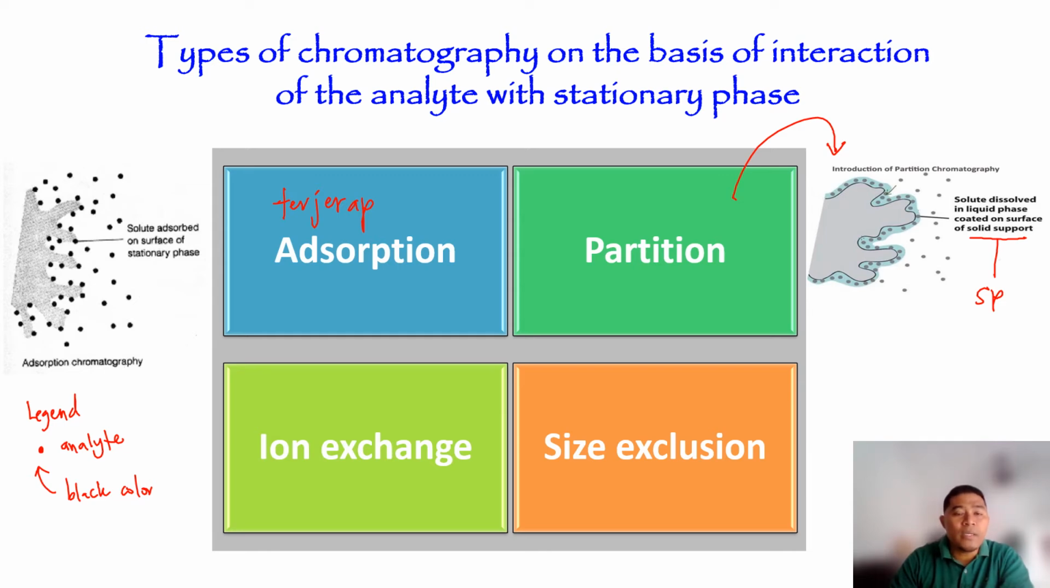For adsorption, so adsorption ni dia akan terjerap pada permukaan, solid adsorbed on the surface of the stationary phase only. So dia just absorb pada permukaan surface stationary phase sahaja. Okay, yang dot-dot hitam tu adalah awak punya analyte, black color tu adalah analyte awak, so dia akan absorb kat situ. Tapi partition ni solute dissolves in liquid phase coated on the surface of solid support, which is dekat solid support sama, dia punya gambar aja lebih kurang sama, tetapi di dalam awak punya bila partition ni dia ada layer yang lain yang membuatkan reaction berlaku kat situ.